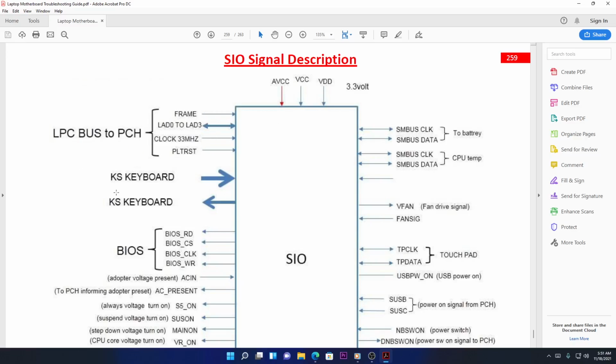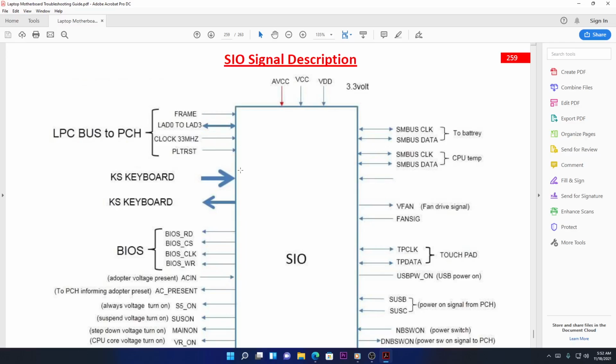You will have a section for LPC bus to PCH. Okay, LPC means low pin count bus to platform control hub. PCH just means platform control hub. I'm sure you've seen a PCH in these new laptops. The PCH is now embedded within the CPU. Anyway, let's continue though.